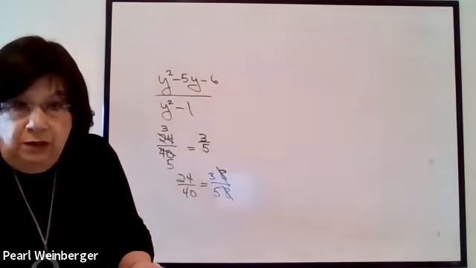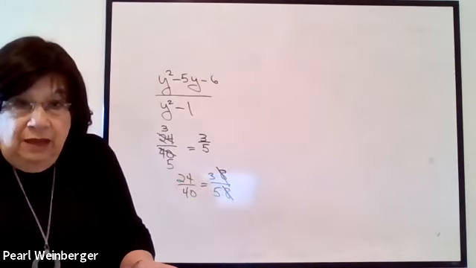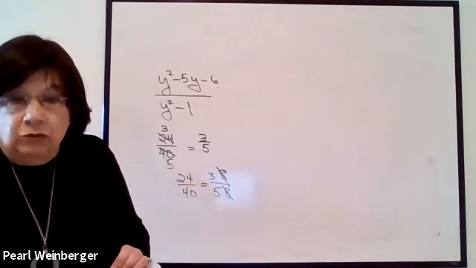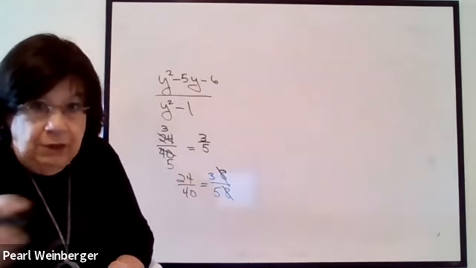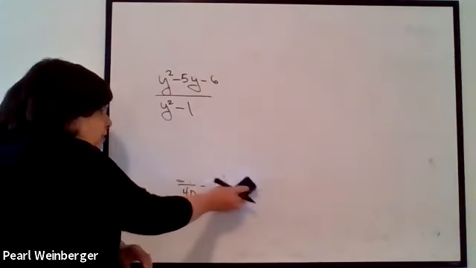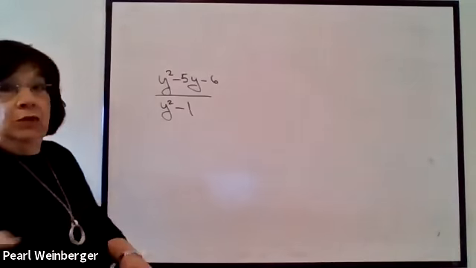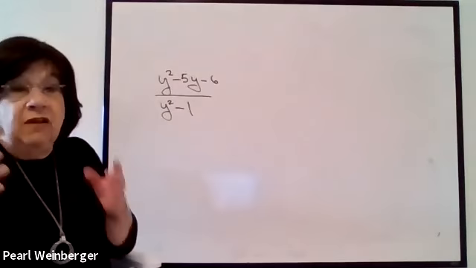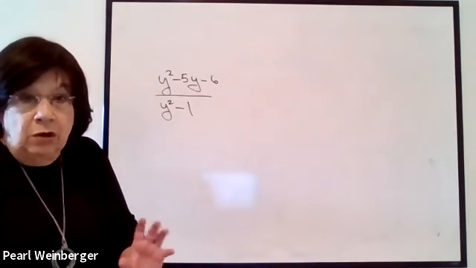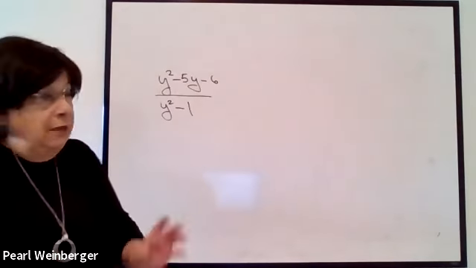Basically, when you're trying to reduce fractions, that's what you're doing. You're reducing it by canceling out the greatest common factor in the numerator and the denominator. Now, how does that work when you have polynomials? Well, the key word there is factor. You have to find a common factor of the numerator and the denominator.